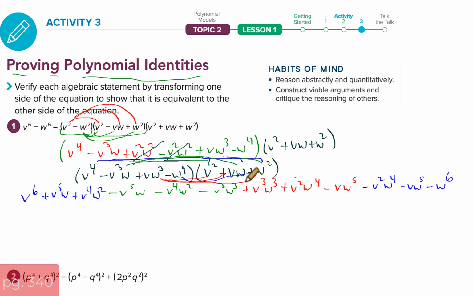But now it's time to simplify. And here is the magic part. A lot of these are going to cancel, so let's try to find some partners. Here we have a v to the fifth w. I've got to find another v to the fifth right here: negative v to the fifth w. Those two go together, but they're opposites, so I'm going to cancel them. And here's a v to the fourth w squared, and here's a negative v to the fourth w squared. Guess what? Cancel.